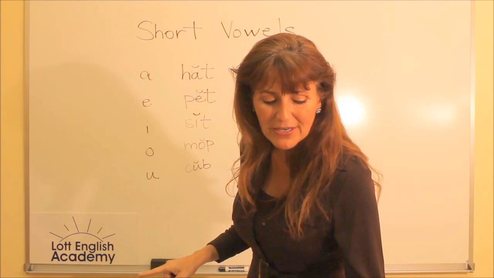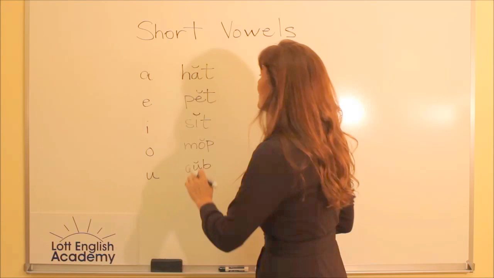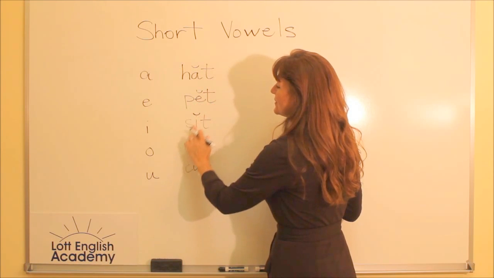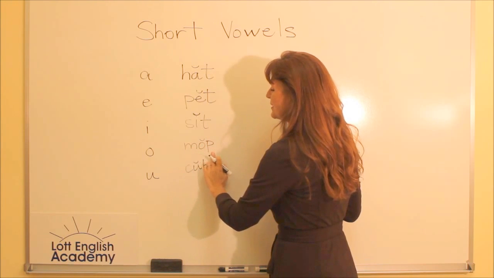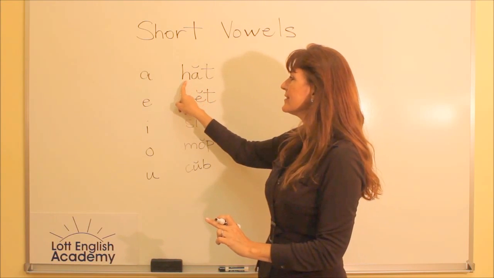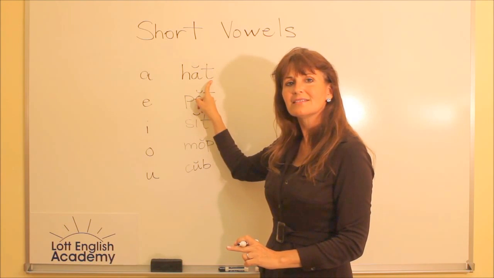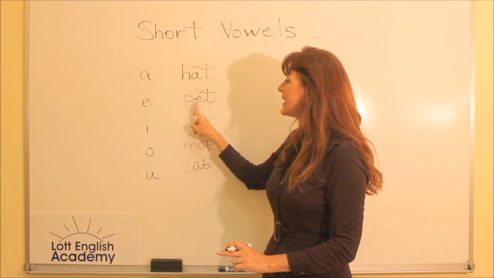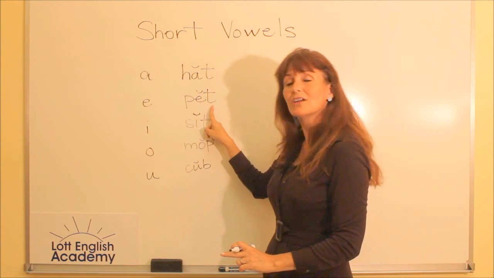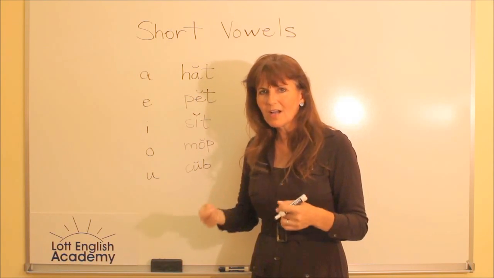Now, there's something very interesting about all of these examples. If you notice, they all follow the same pattern. Did you notice a pattern here? Can you see that this is a consonant, and then a vowel, and then a consonant? And then here it's the same? Consonant, vowel, consonant? We've talked in previous videos about what consonants are.